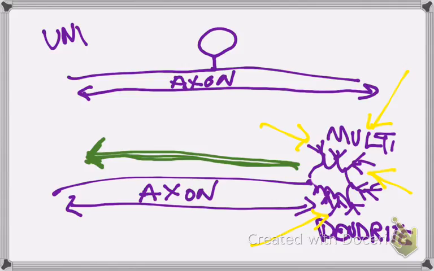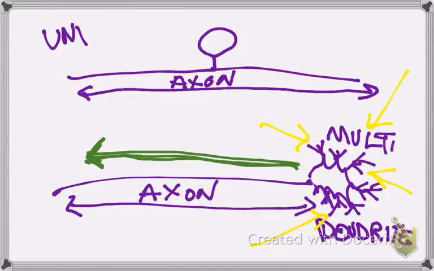So just to make it a simple thing to remember, we say dendrites carry the impulse toward the cell body, and axons carry the information away from the cell body. Are you with me on that? Questions? Okay.